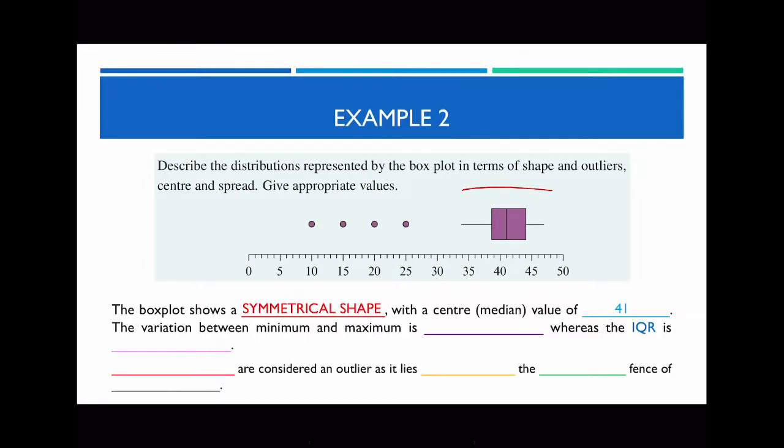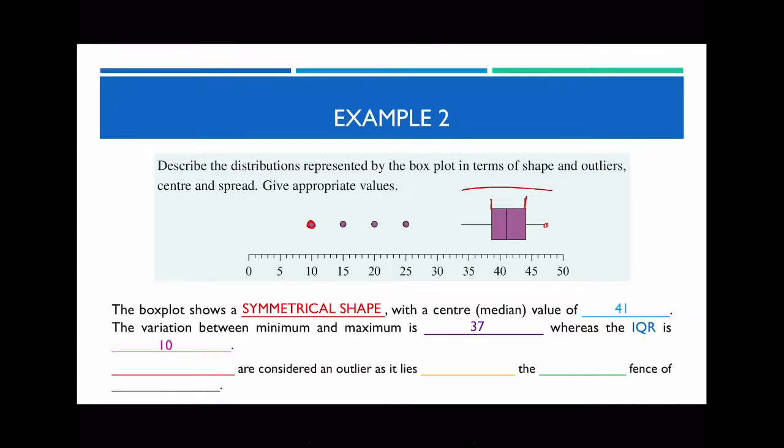The variation between minimum and maximum, so it's asking you what the range is. If we're trying to find the range, it's going to be the smallest number, which is 10, and the highest number, which is 47. 47 take away 10 is therefore going to equal 37. Whereas the IQR, so Q3 take away Q1, this number take away this, would equal 10.